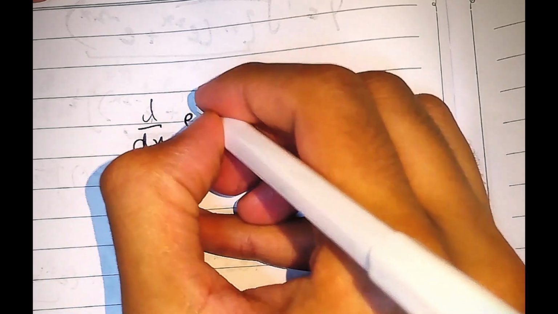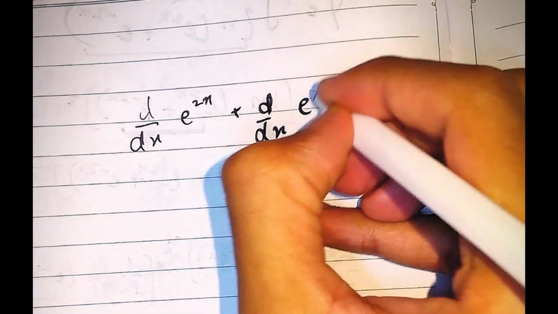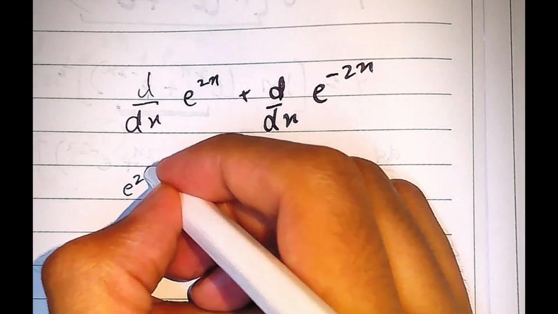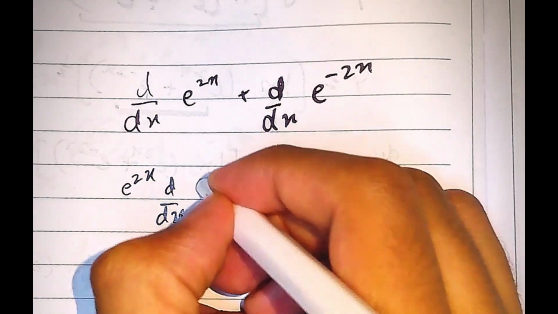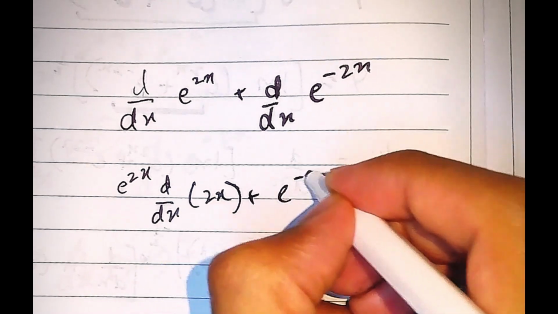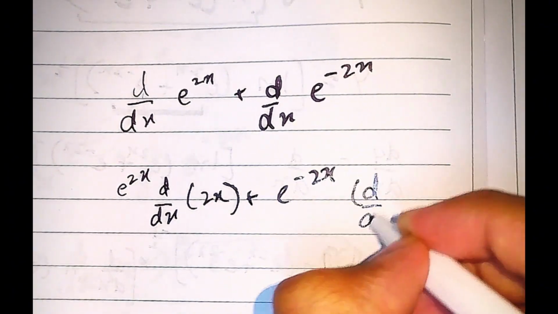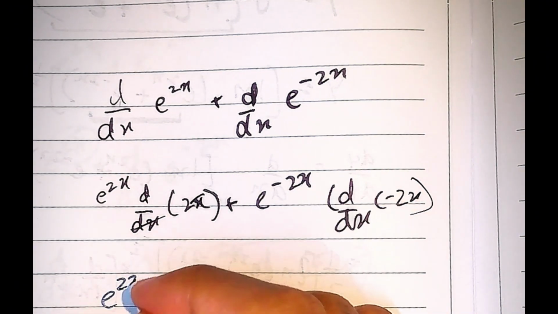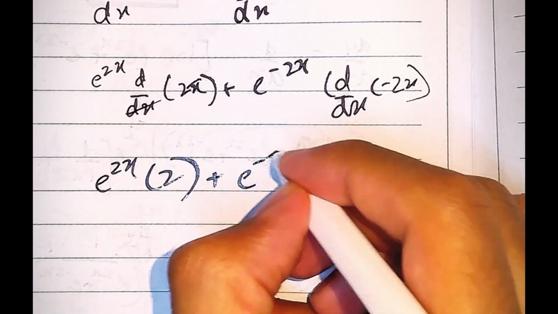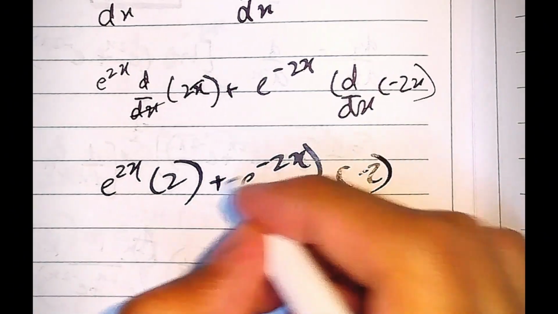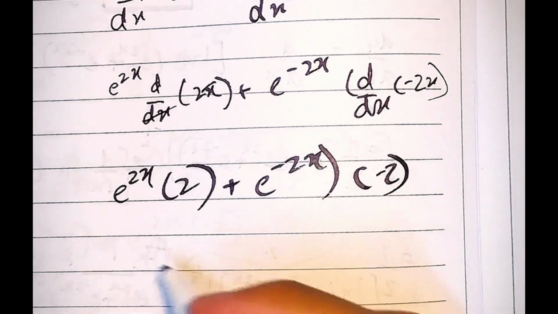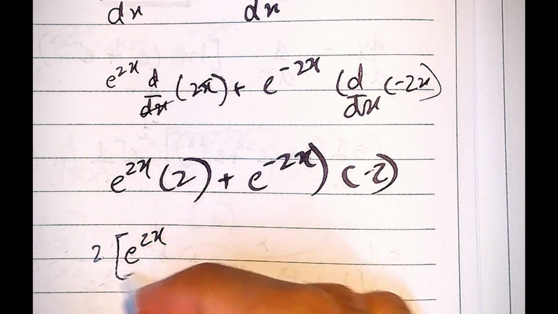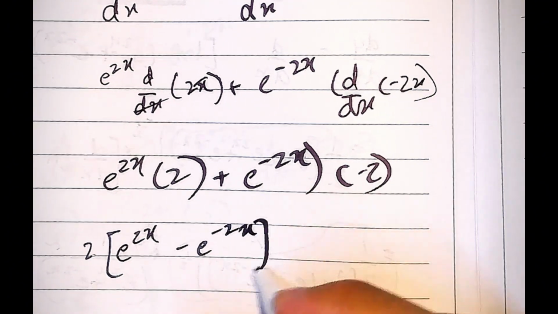So we have the derivative of e^(2x) plus the derivative of e^(-2x). I solved this in the previous video actually. So we have e^(2x), then the derivative of the function. Now what is the function? 2x is the function, plus e^(-2x). What is the function? The derivative of -2x. So x will be cancelled and we are left with e^(2x) times 2 plus e^(-2x) times -2. We have done this in the previous part, so I'm not really worried about it.